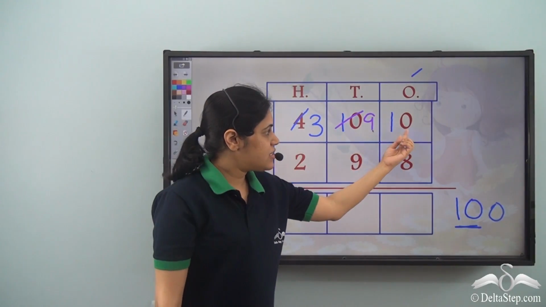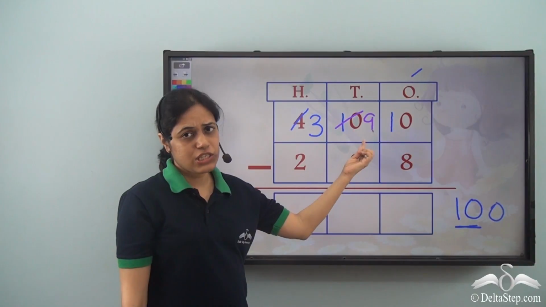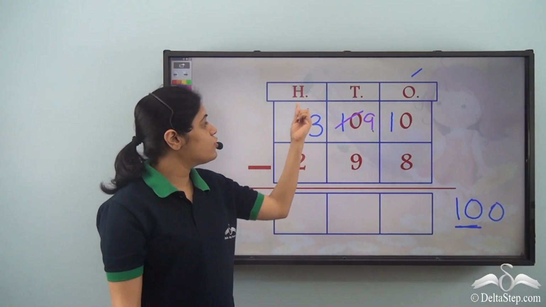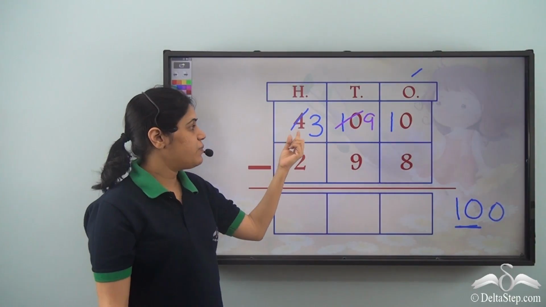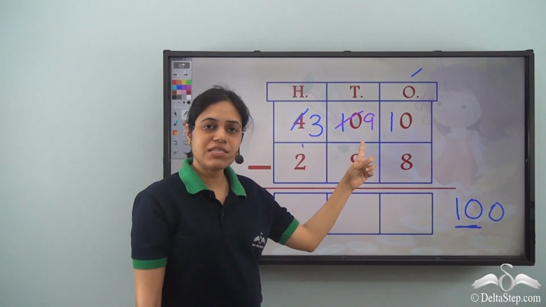So this 0 borrows from this 0. But since it was 0, it did not have anything to give. So it borrows from 4. When it borrows from 4, 4 becomes 3 and this becomes 10.